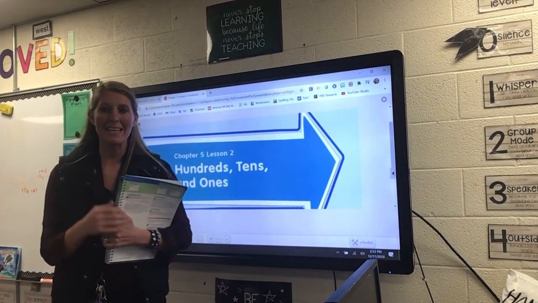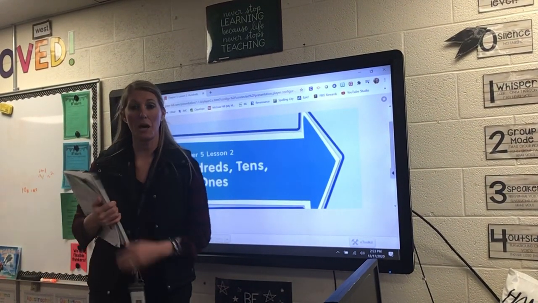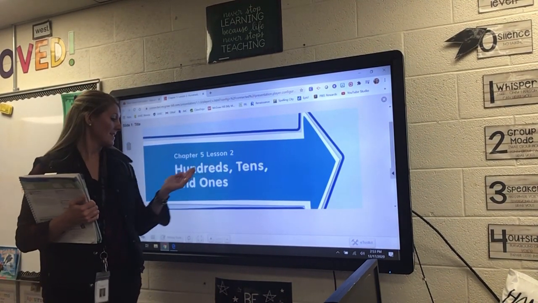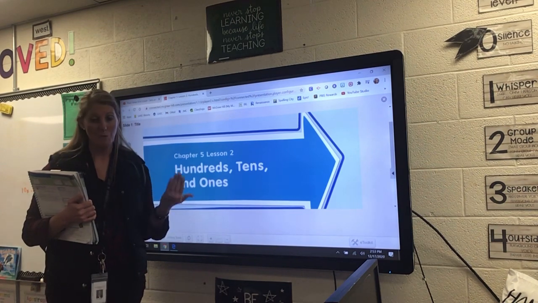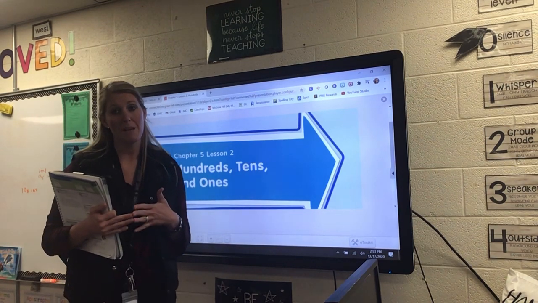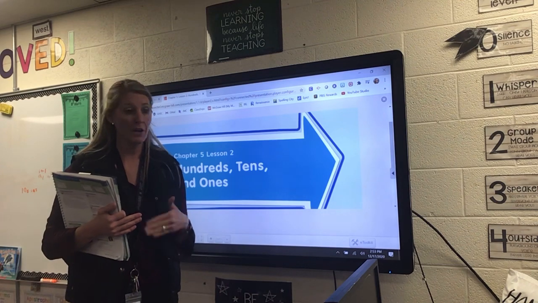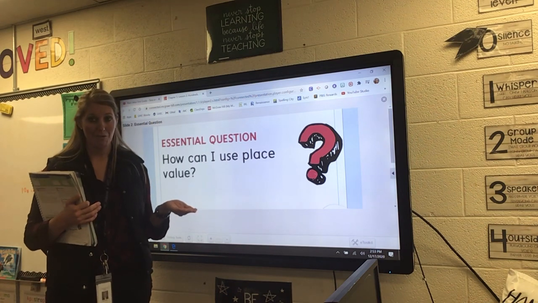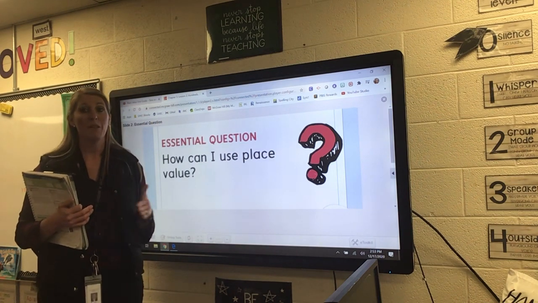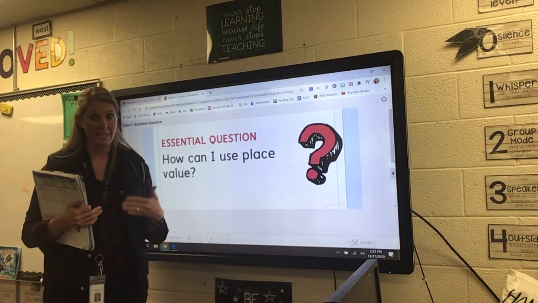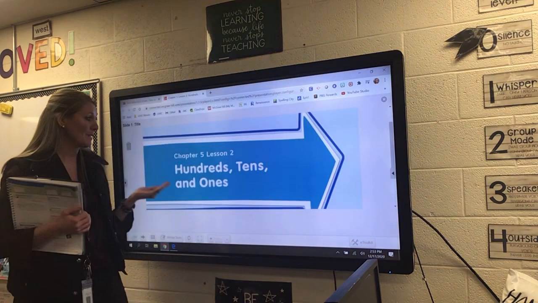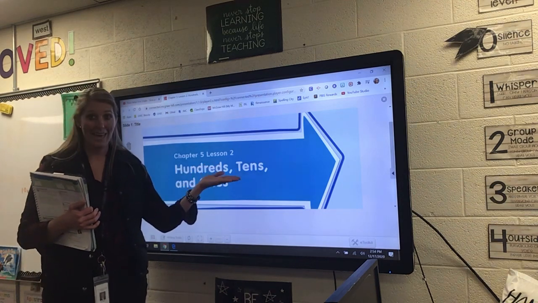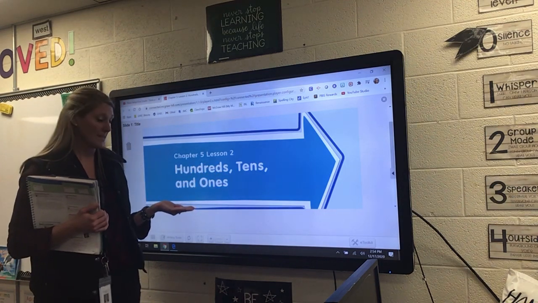Second graders, today's math lesson is chapter 5, lesson number 2 on hundreds, tens, and ones. On Wednesday, we started chapter 5, which was on place value, and we learned our essential question is how can I use place value? Yesterday, we focused on the hundreds place value, but today in lesson 2, we're going to focus on the hundreds, and also the tens and the ones.